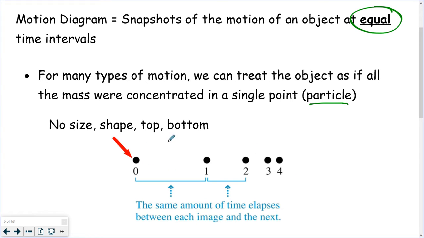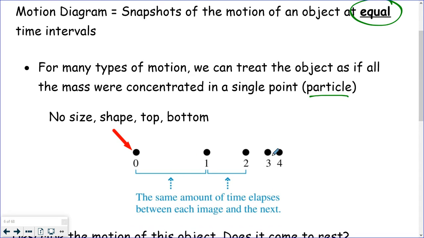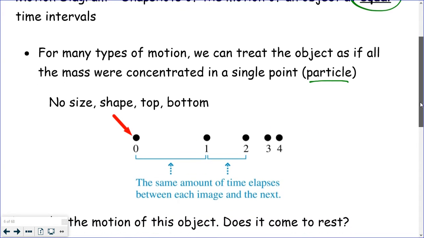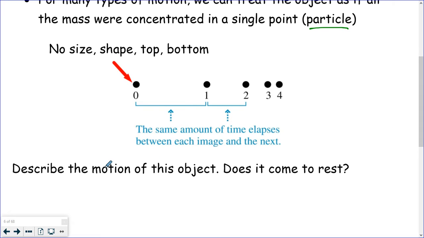And so here's a motion diagram here. A red arrow is the starting point. 0 is always where we start with our motion diagrams. Hopefully you're labeling your motion diagrams in your packet. And this particular particle is slowing down. And here's a question for you. Describe the motion of this object. I already said it's slowing down. It's traveling a straight line, right? Is there anything else we can say about this?